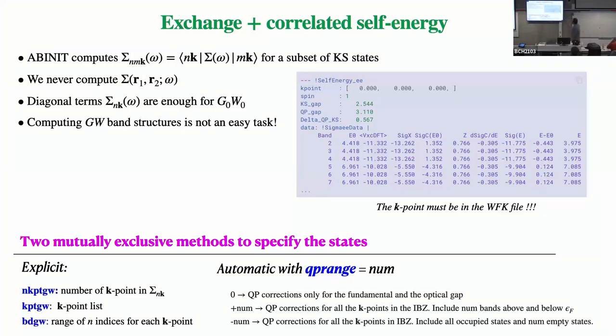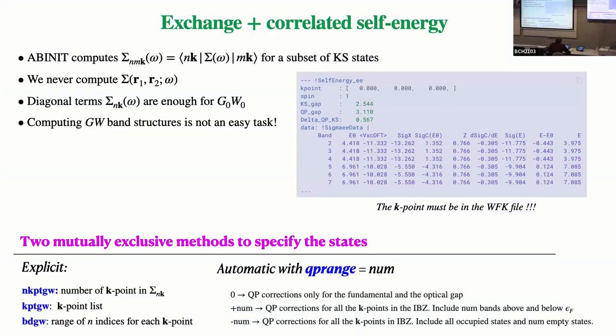This is the typical output that we obtain at the end of the calculation, where we have the k-point for the self-energy here, and then the spin index, the Kohn-Sham band, and the quasi-particle. These columns are essentially the matrix elements of the Vxc, the exchange part, the correlation part, evaluated at the Kohn-Sham energy, the renormalization factor, and then you have the quasi-particle correction, the difference between the GW and the Kohn-Sham.